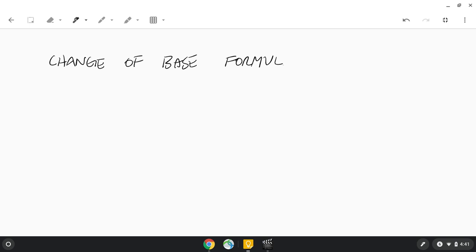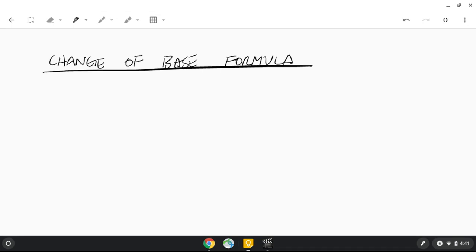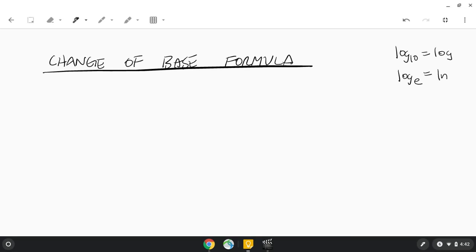So if you remember in the last video, I talked about how on your calculator you only have log base 10 and log base e, right? This one is just the log with nothing showing, and this one is the one that has the L and the N. This is what you have on your calculator, right? Okay. And so my question was, well, how are you going to evaluate something like log base 2 of 5? So that's where this comes in.